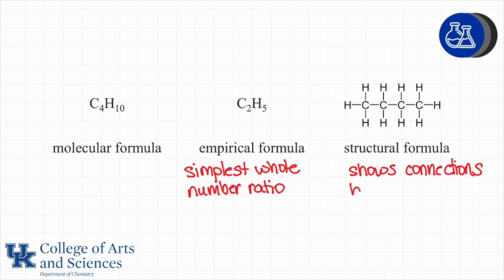The structural formula shows the connections between those atoms. And what we'll see, especially with compounds that contain a lot of carbon and hydrogen, is there are lots of different ways for these atoms to be connected. So sometimes the molecular formula is not enough to represent what that structure is.